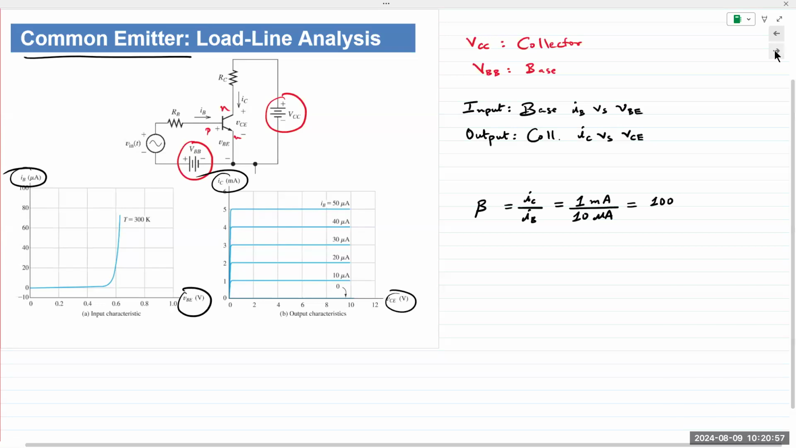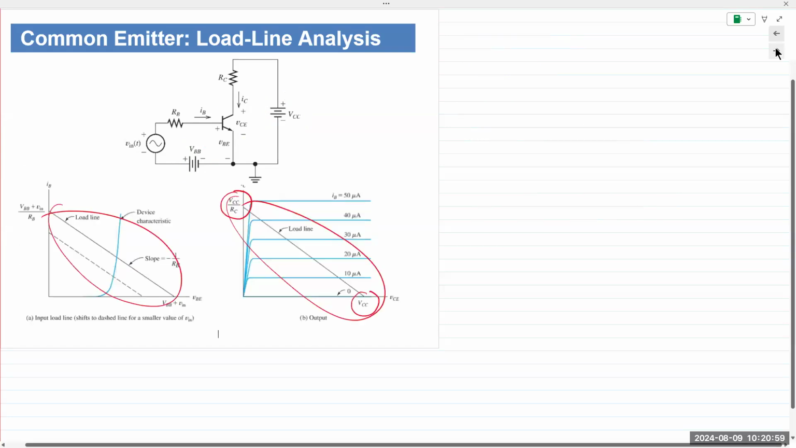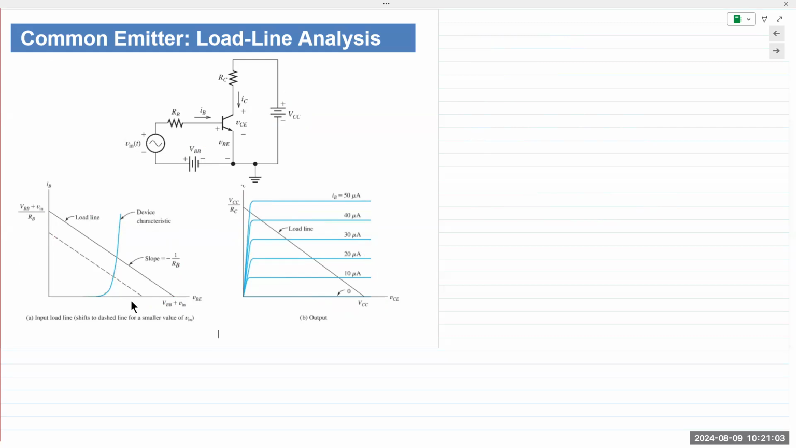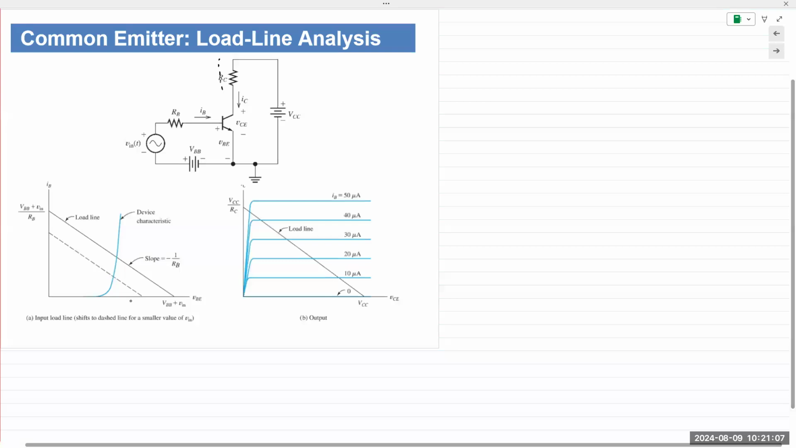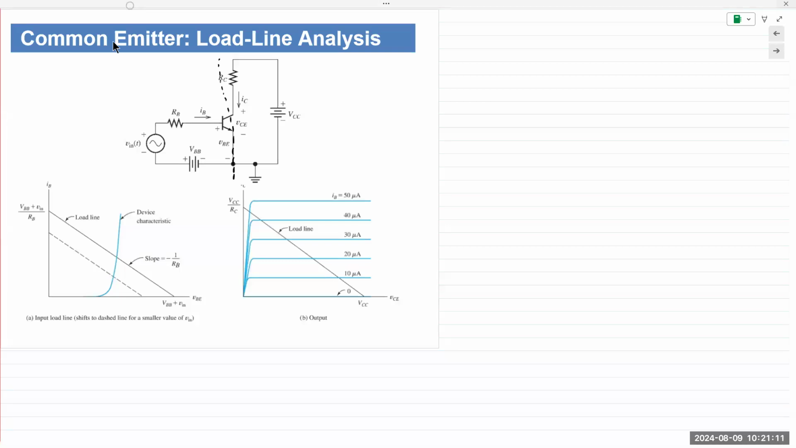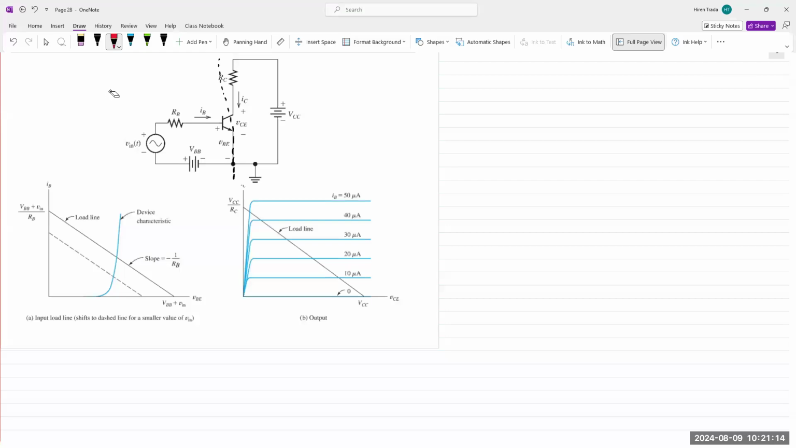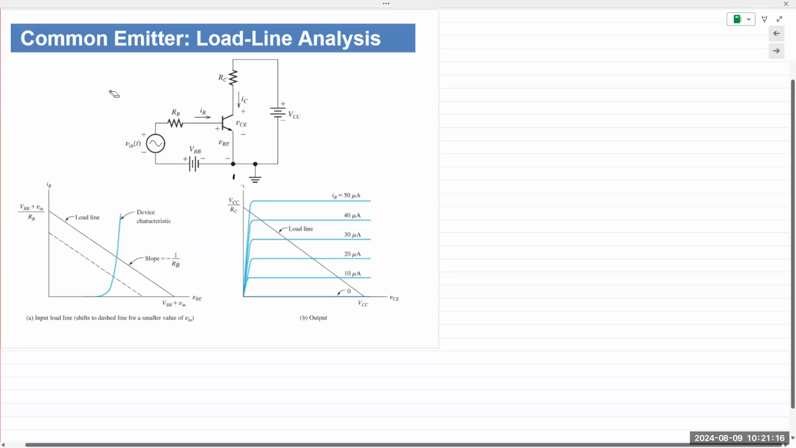Okay, let's apply our analysis techniques and see what we obtain. So we'll split the circuit in two parts. We have, let me use the red, the input side and we have the output side, right? This is the input, this is the output side.